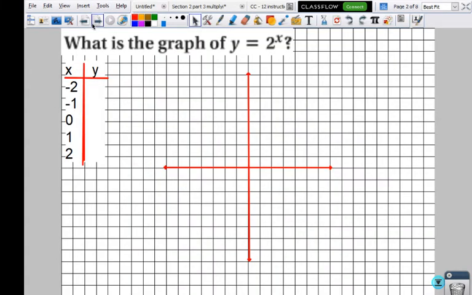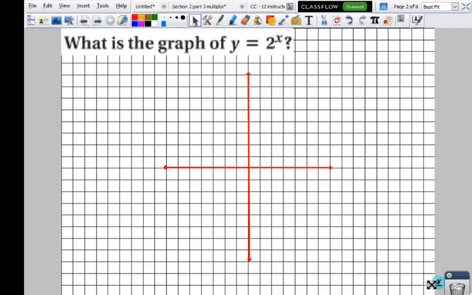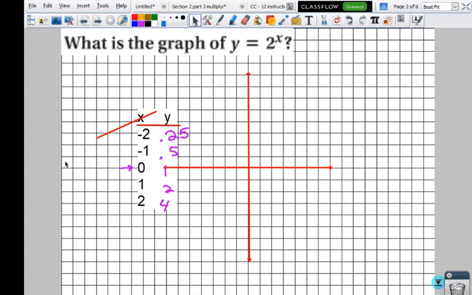A new function. I think I actually meant to delete this and then just paste one in. That's good. All right.